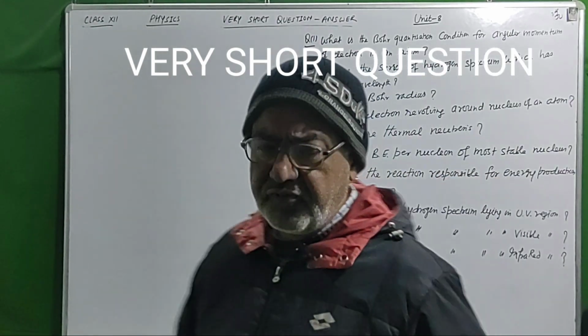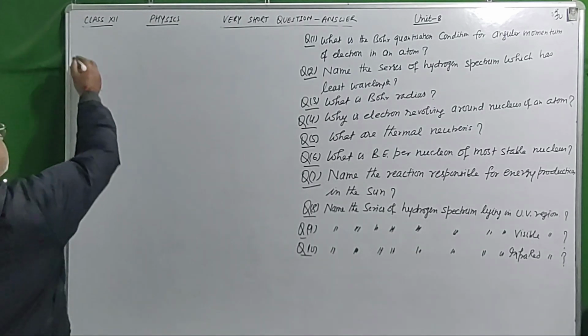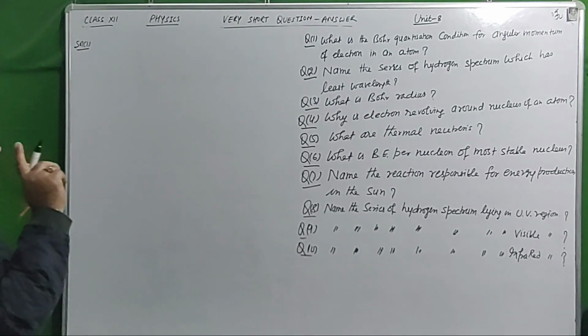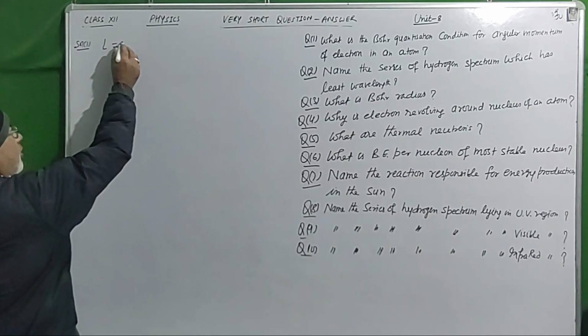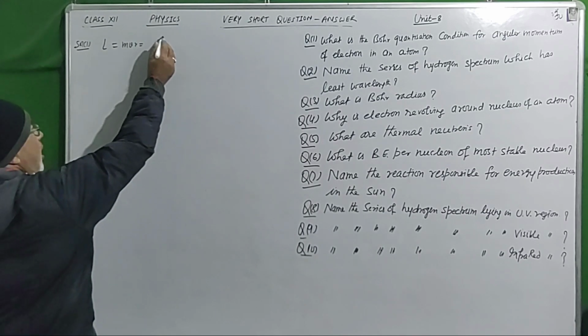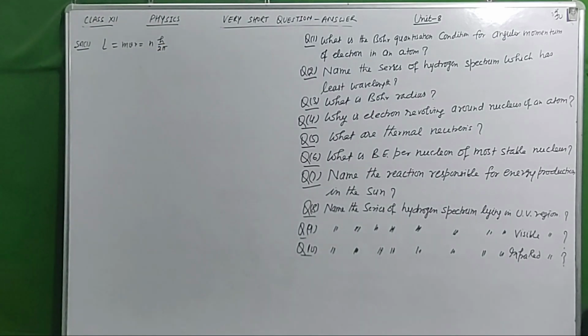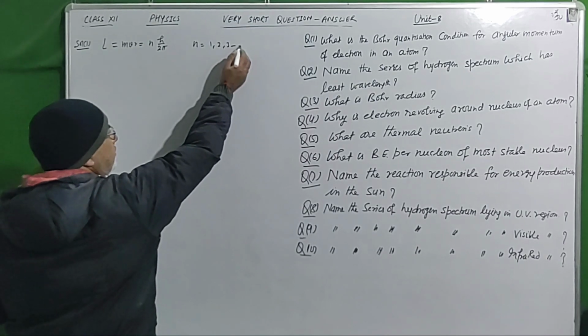Today we are going to discuss very short questions of UNIT-8. First question: What is Bohr's quantization condition for angular momentum of an electron in an atom? Bohr gave a postulate according to which the electron can revolve only in those orbits whose angular momentum is a whole multiple of h upon 2 pi, where n is a number we call the principal quantization number, that is 1, 2, 3.